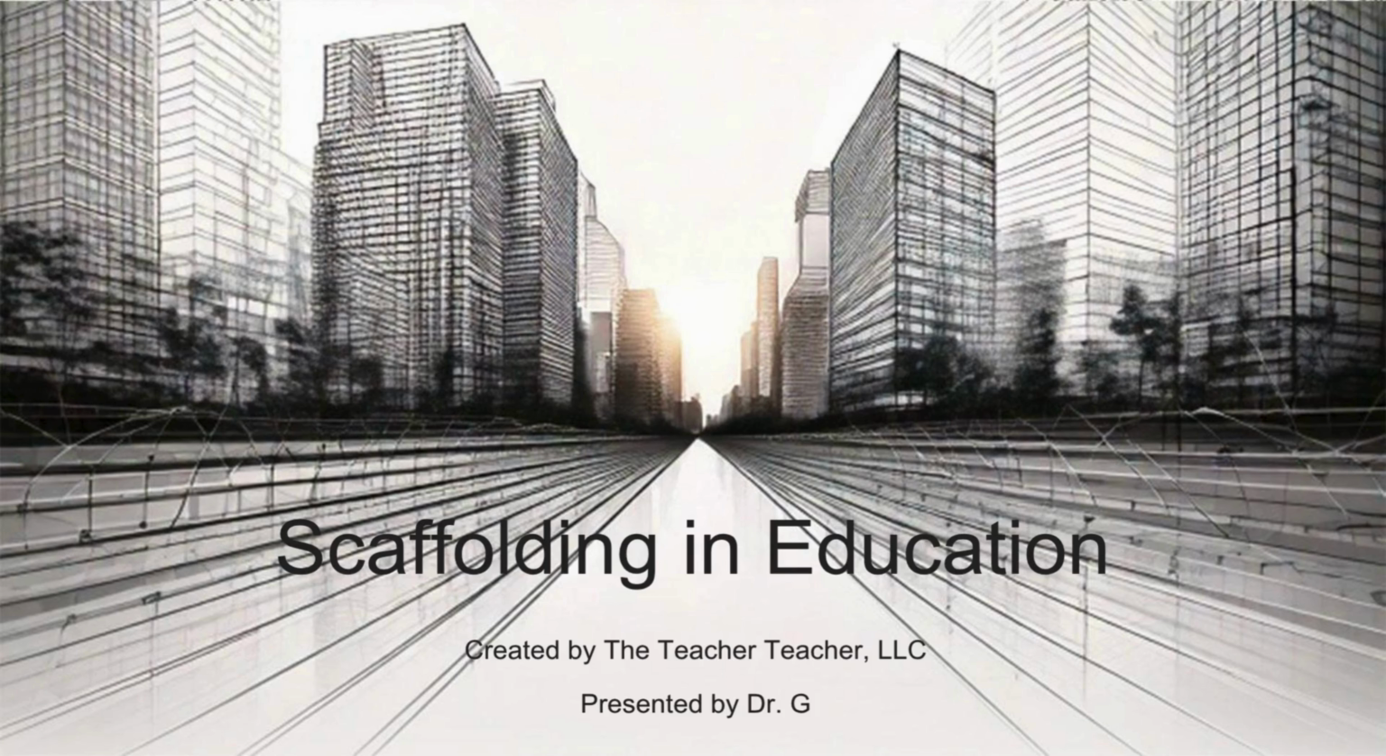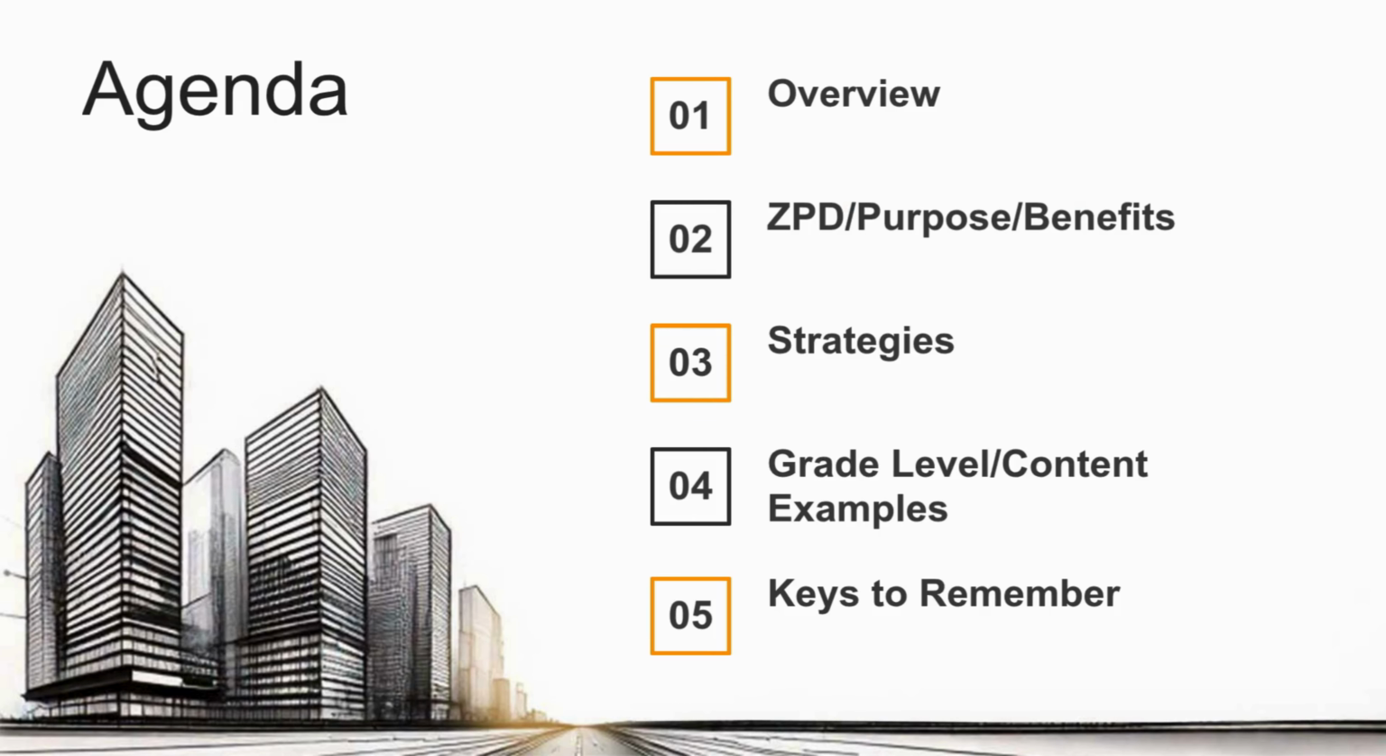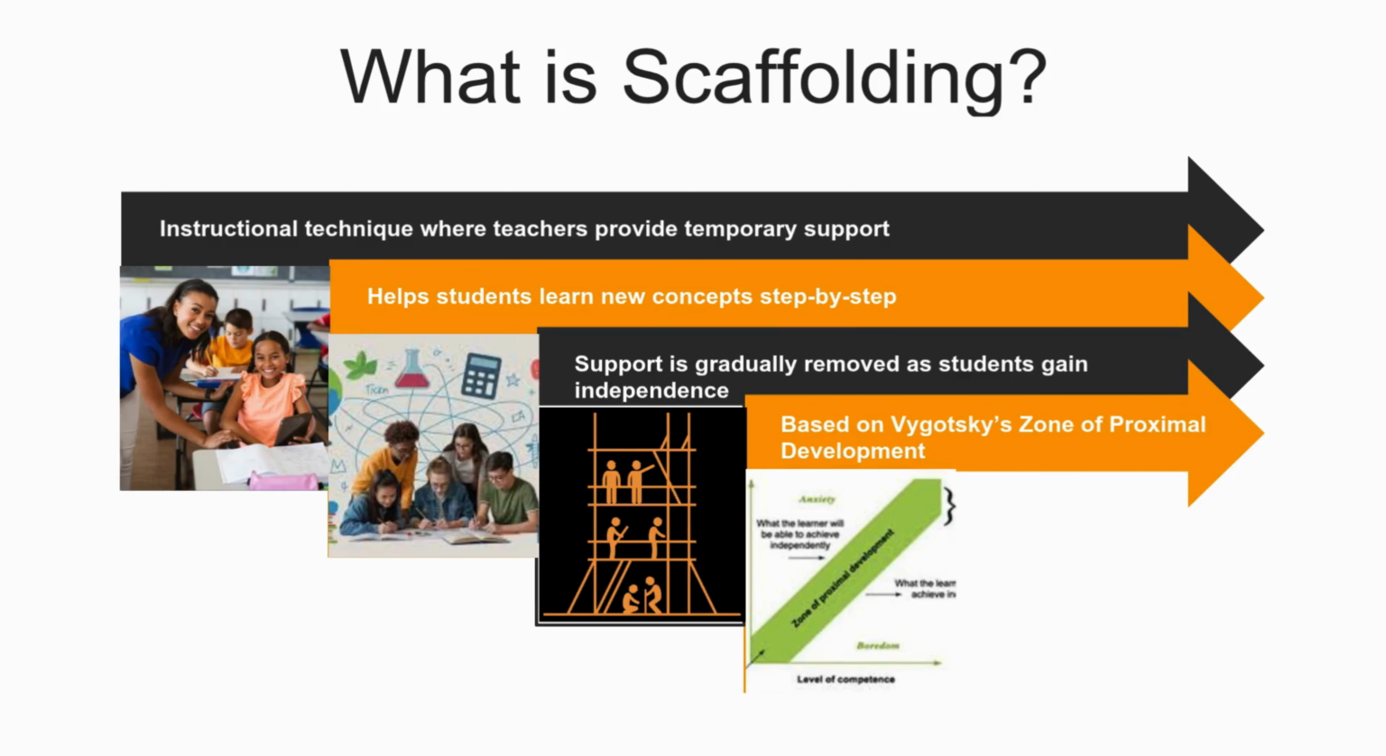All right, so we're going to jump right into scaffolding in education. We're going to have an overview, look at the zone of proximal development, purpose, benefits, look at some strategies, some grade level and content level examples, and then our keys to remember. We're not going to go into the details. We're going to give this overview so that teachers, or viewers, have an understanding of what this concept is and how it can be utilized.